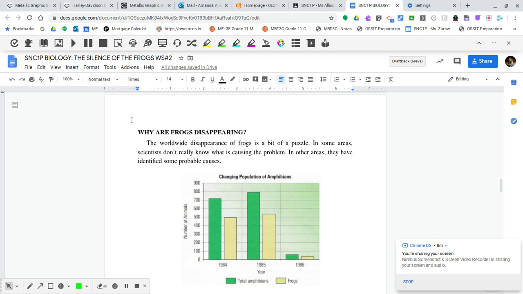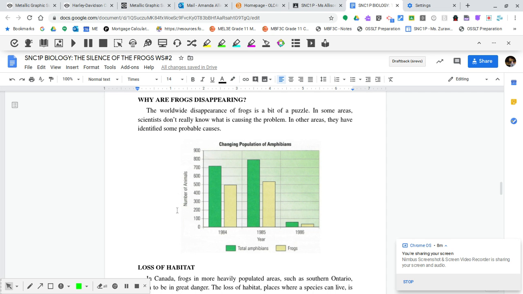So the article then goes on and talks about why frogs are disappearing. And you look at this graph here, we've got a changing population of amphibians. So in 1984, there were this many amphibians and there were 500-ish frogs. When we look at 1985, we see the total amphibians and a huge chunk of them are the frogs. But then what happens in 1986? We've got a pretty major drop in a 2-year span where it goes from 700, 800 amphibians all the way down to about 50, 60 amphibians. And we've got a major drop in our frogs as they go from 500 and maybe 530 down all the way until maybe 30 or so, if I was to do an estimate.